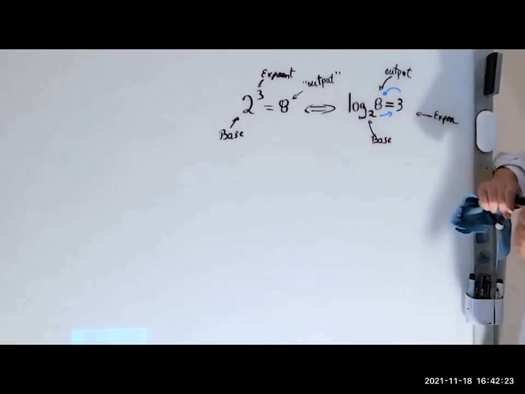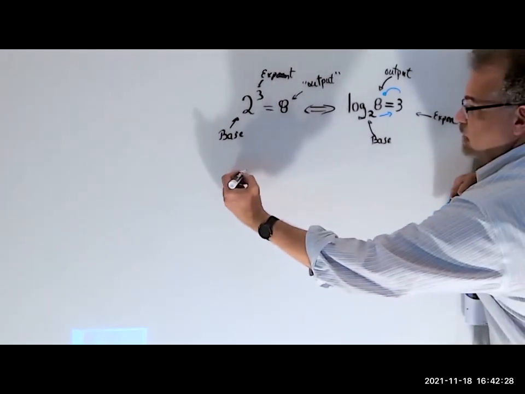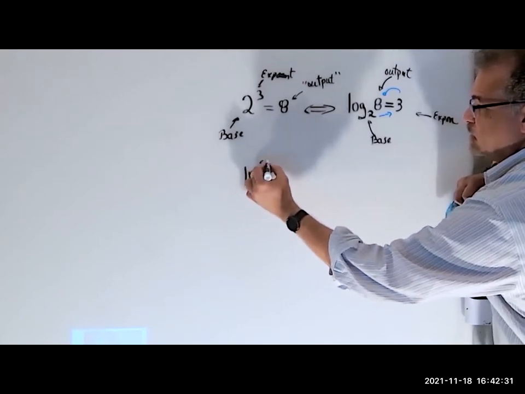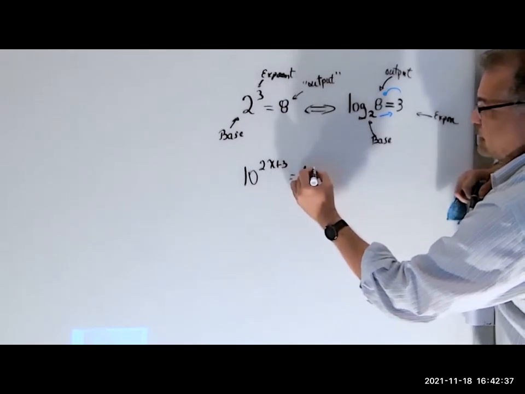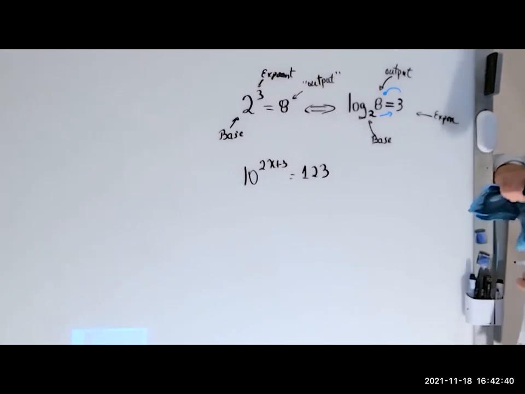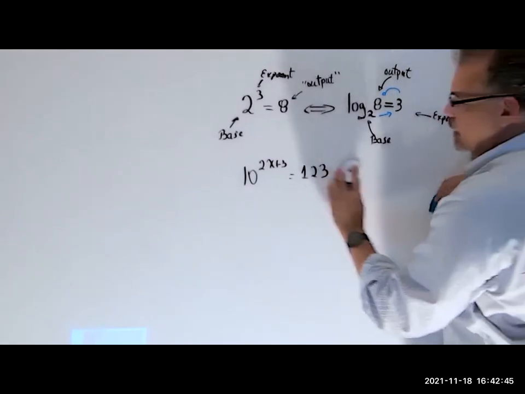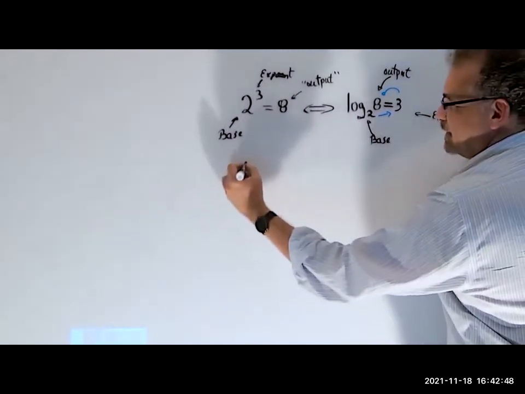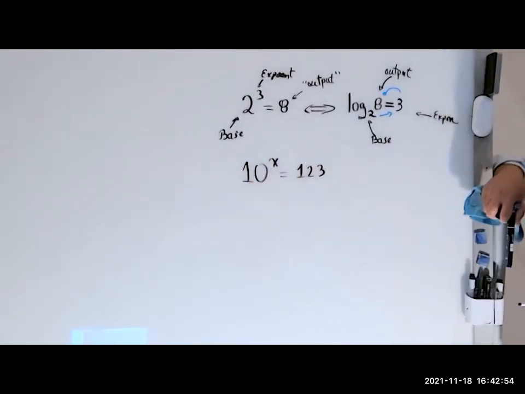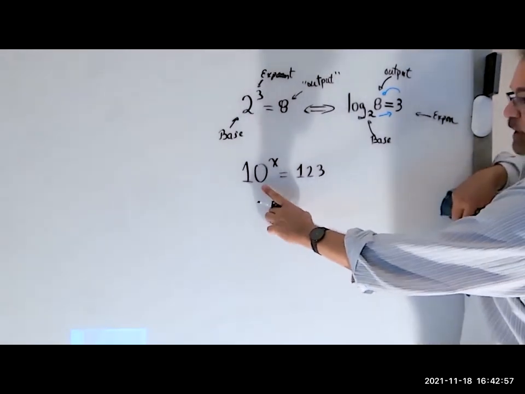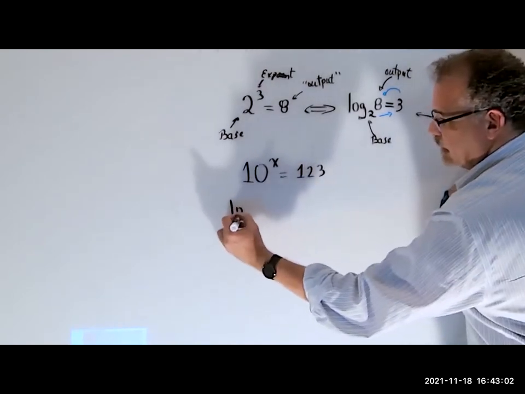2 raised to the 3 equals 8. Okay, so what if I have the following equation? 10 raised to the 2x plus 3 equals, I don't know, 123. Let's go ahead and do a simple one first. If I have 10 raised to what number will give me 123? So I have an exponential equation. I need to change to log. So first thing, log.